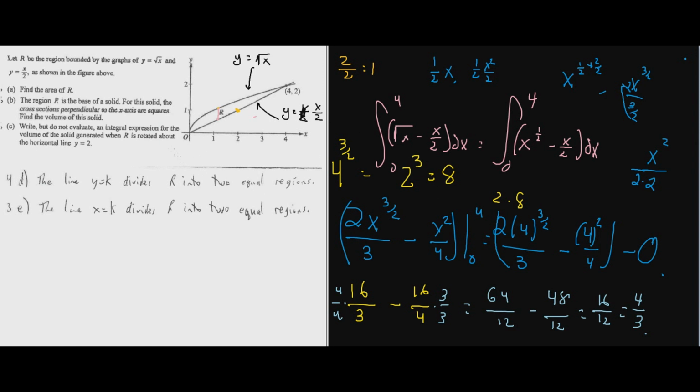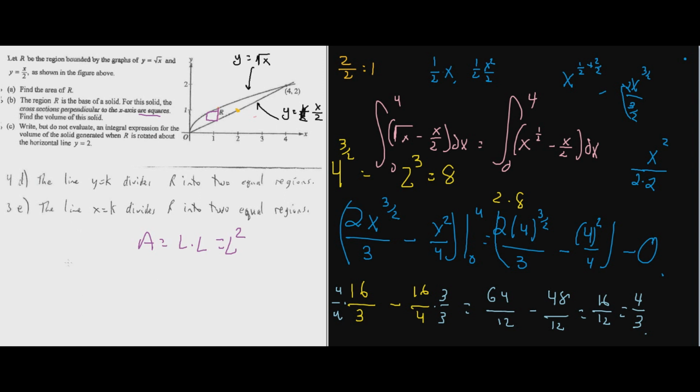Region R is the base of a solid. For this solid, the cross sections perpendicular to the x-axis are squares. Find the volume of the solid. So we need an area model. In this case, it told us it's a square. So we got these little squares in here, of equal length. I know I didn't draw them perfectly. The nice thing about the area of a square is that it's length times width, but they're both the same, so L times L, which is L squared.